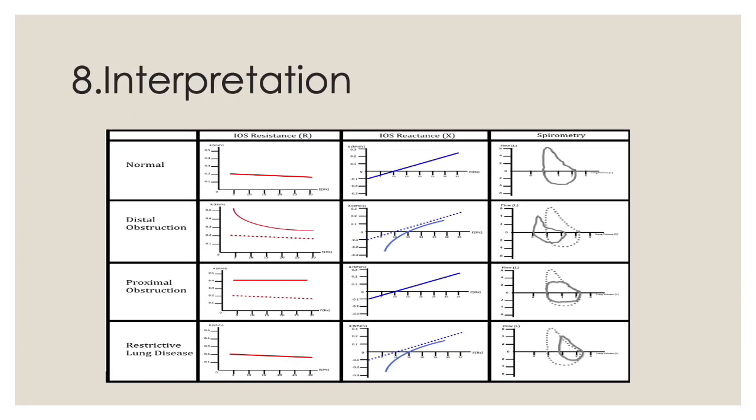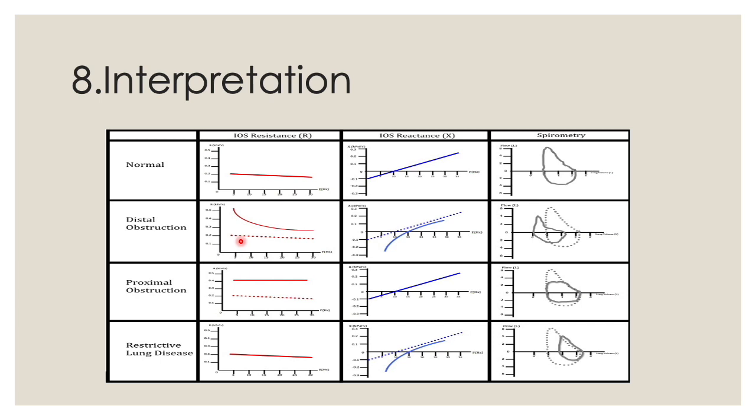When we start interpreting our data, we look at the two most common values or two most common equations, and then we can deduce the other as well. Firstly, as I said, this is the resistance against frequency. So resistance at frequency R5 and R20 is normally equal in a normal individual, so you would get a rather flat line.